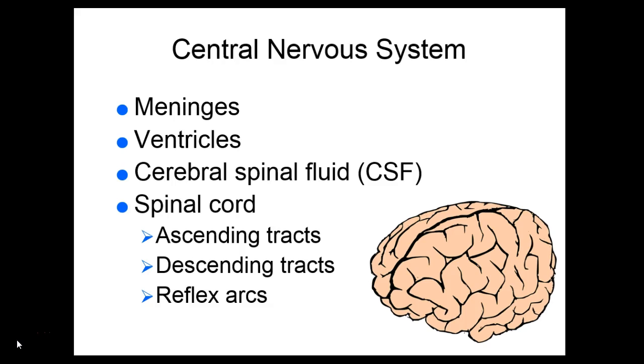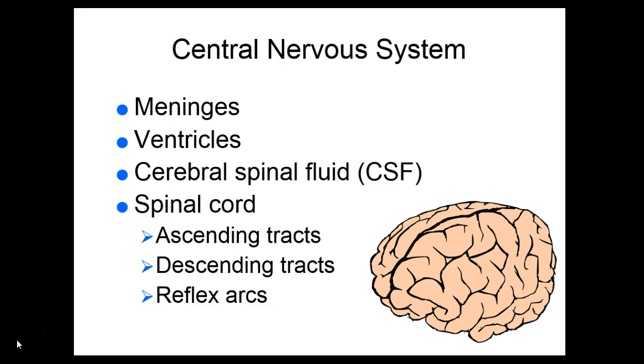After the ventricles, then we have the cerebrospinal fluid. The function of the cerebrospinal fluid within or outside the brain and the spinal cord is that it provides protection. Cerebrospinal fluid should be clear and colorless. If it would be cloudy, that could be a sign of an infection.